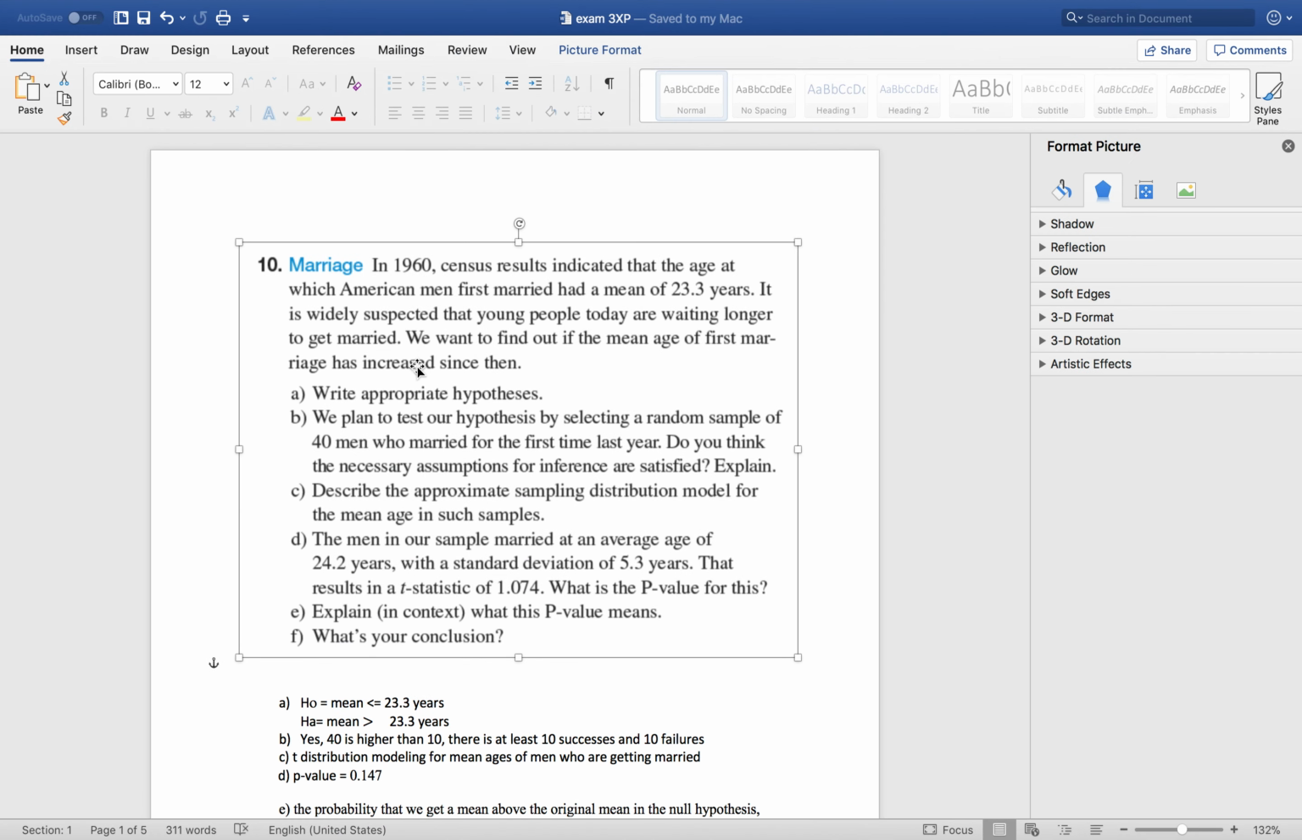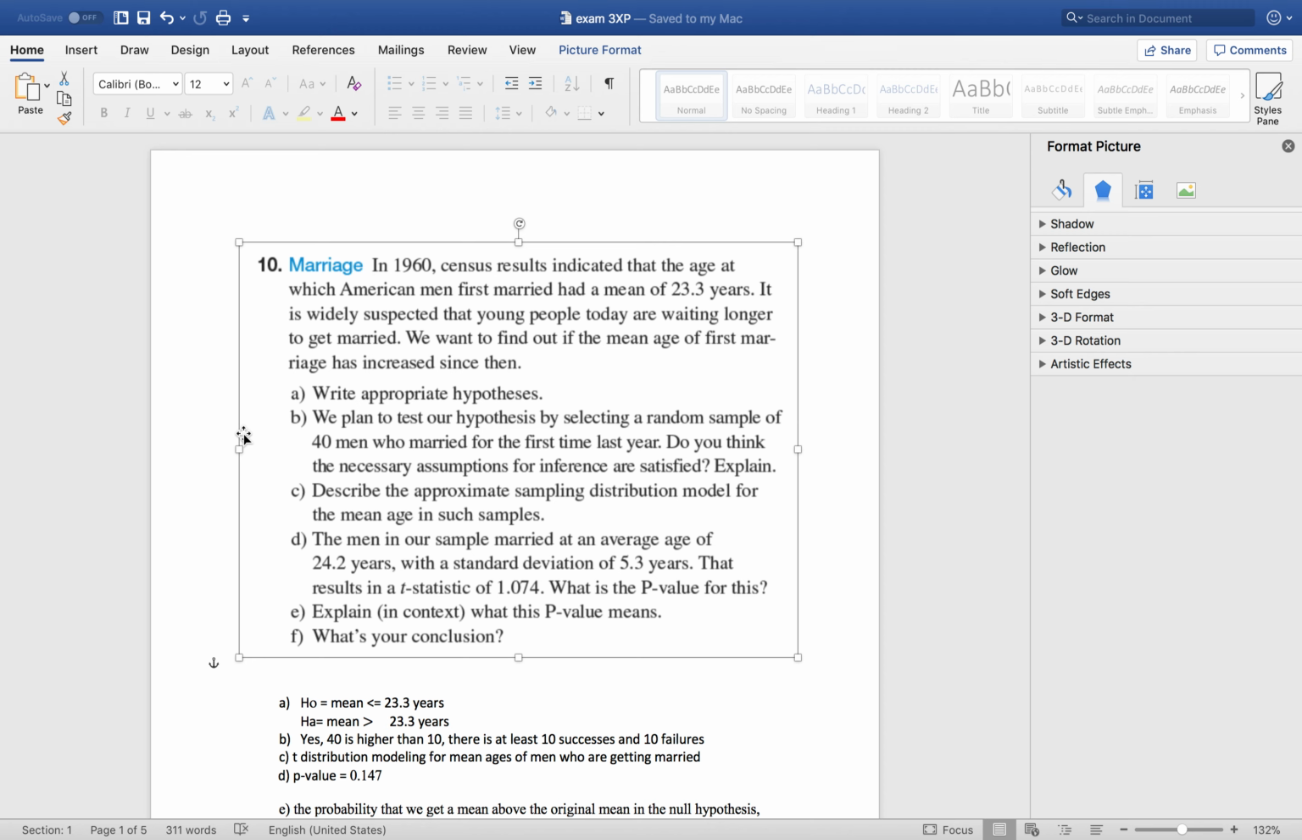So for this one, this is module 7, chapter 15, question 10. I'm going to read it out loud and then explain my answers. In 1960, census results indicated that the age at which American men first married had a mean of 23.3 years. It is widely suspected that young people today are waiting longer to get married. We want to find out if the mean age of first marriage has increased since then.